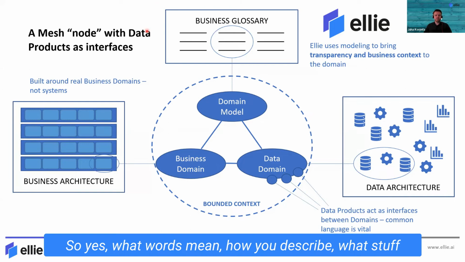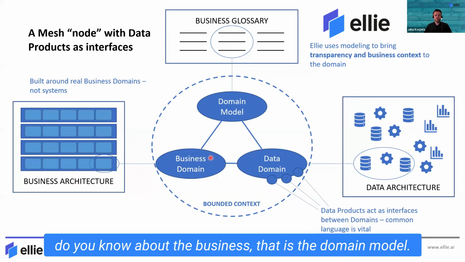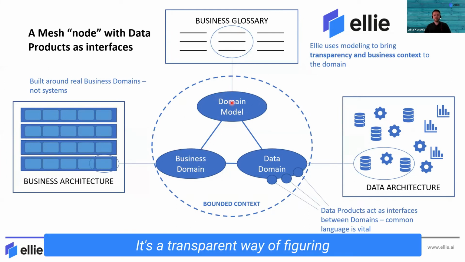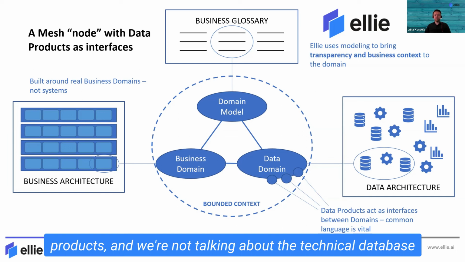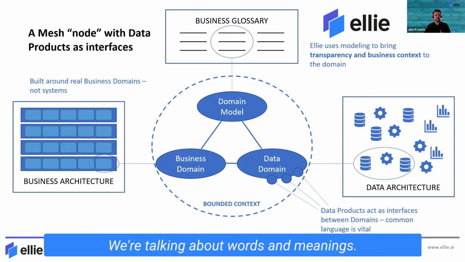So yes, what words mean, how you describe, what stuff do you know about the business? That is the domain model. It's a transparent way of figuring out the context of the data. This is how things are linked in this domain. This is how things are structured in these data products. And we're not talking about the technical database level models of tables and so on. We're talking about words and meanings. And I'll get back to that in a moment.